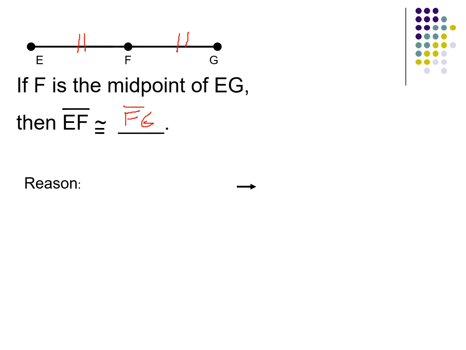FG is there. What's the reason of why we did it? What made us mark that other piece equal to EF? Why did we put the hash marks? Because of the word midpoint. When you saw midpoint, you knew that's what it meant, was to split it in half. And so you just write definition of midpoint.